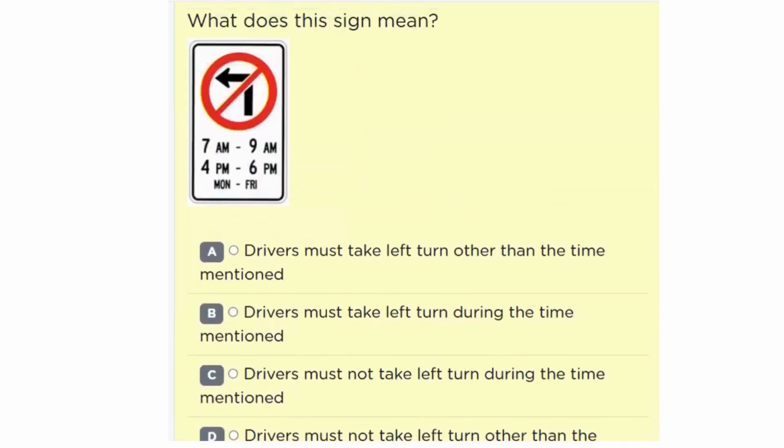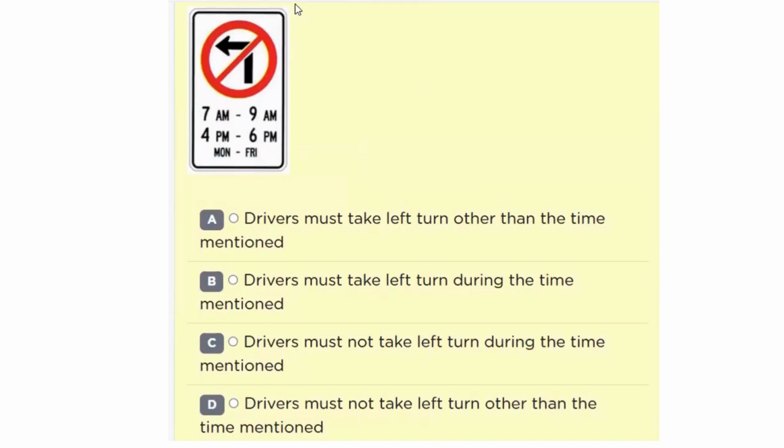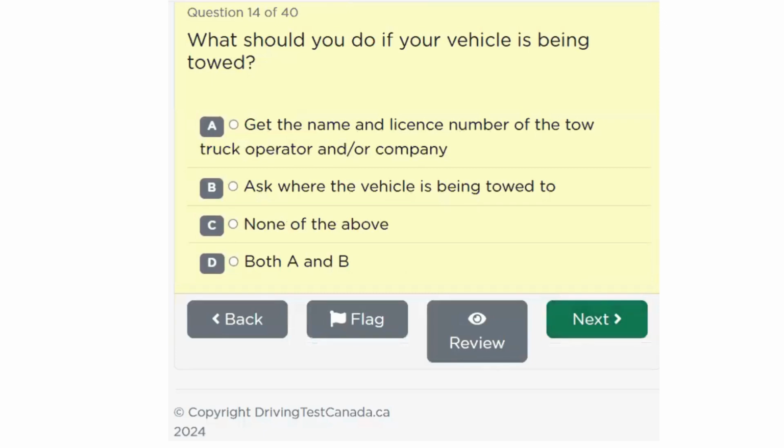Okay. So this is left direction and it's prohibited. And these are the timings, Monday to Friday. Must take left turn other than the time mentioned. No. Must take left turn during, no. Must not take left turn during the time mentioned. I think it was must not.